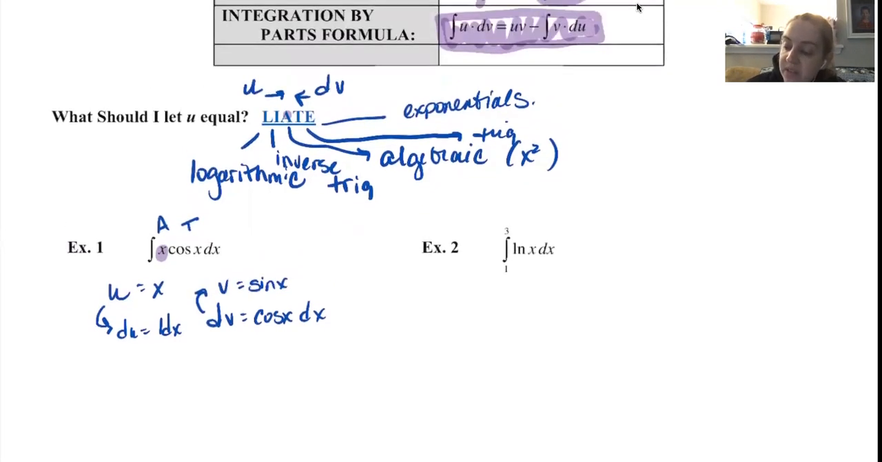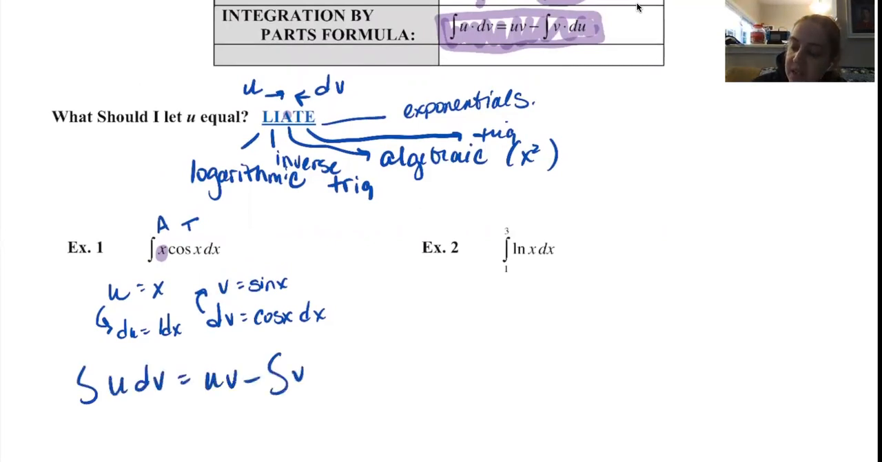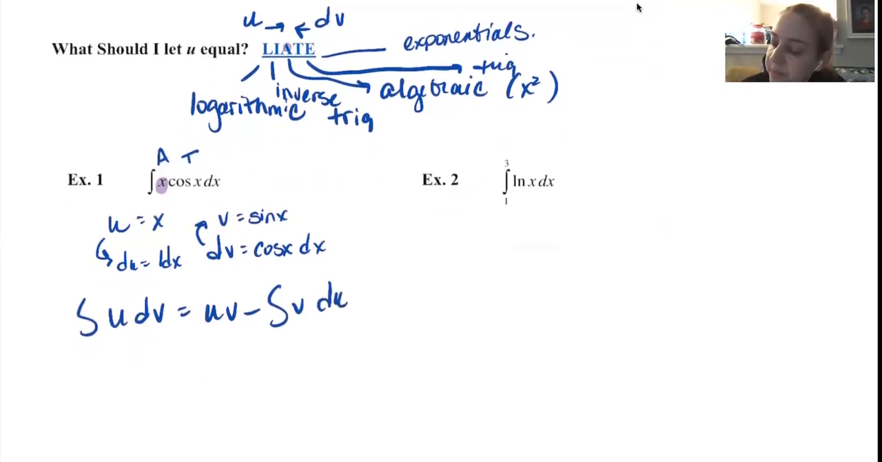Now, we have to use this formula that's up here. The integral of u dv is equal to uv minus the integral of v du. And now you substitute all those pieces. So in for u goes x. Nope, let me back up.